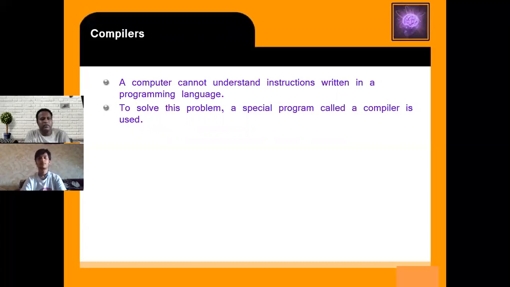If you want to convert French to English, the French compiler is different, so you have to take a person who knows English and French. The Telugu compiler is different. Similarly, for the programming languages you are using like C, C++, Java, Python, all compilers are different. Clear?